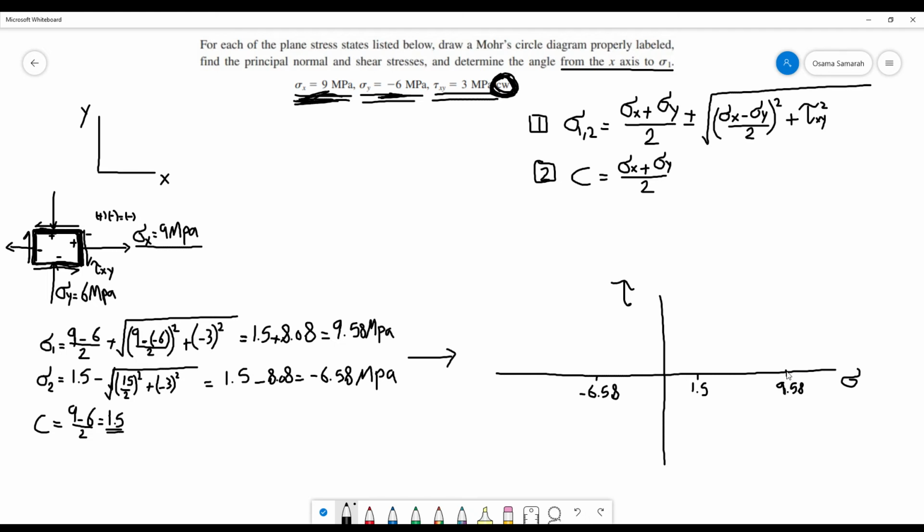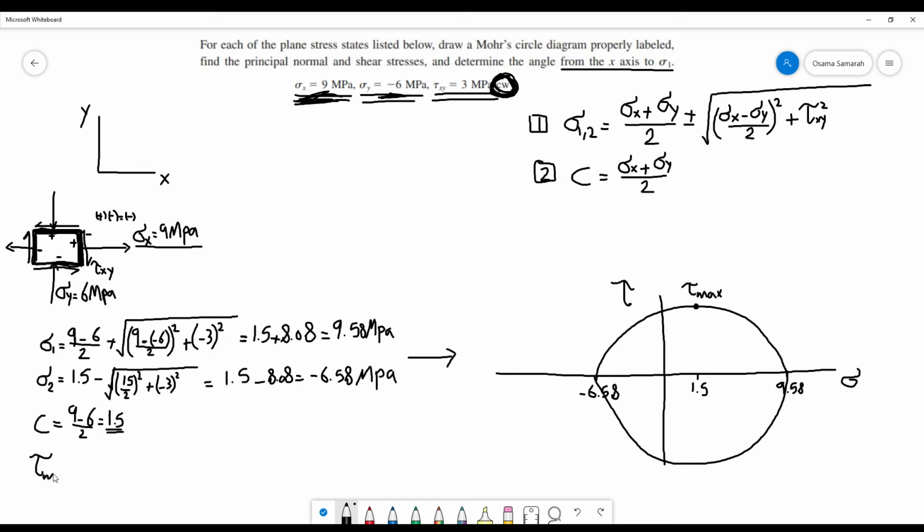So if you connect the principal stresses like that, you're going to create Mohr's circle with tau max being right here. This is tau max, which can be found using this formula.